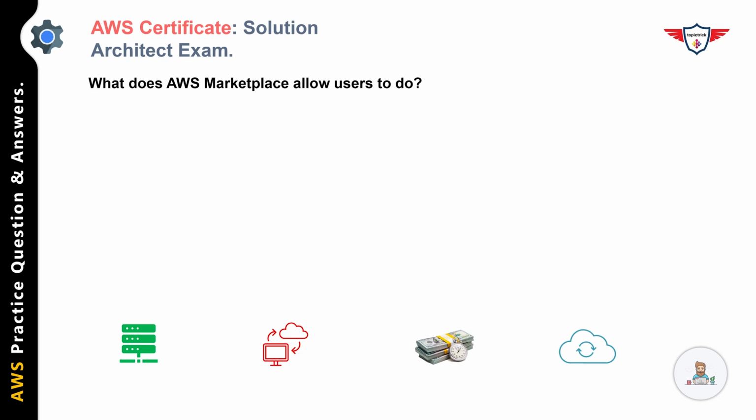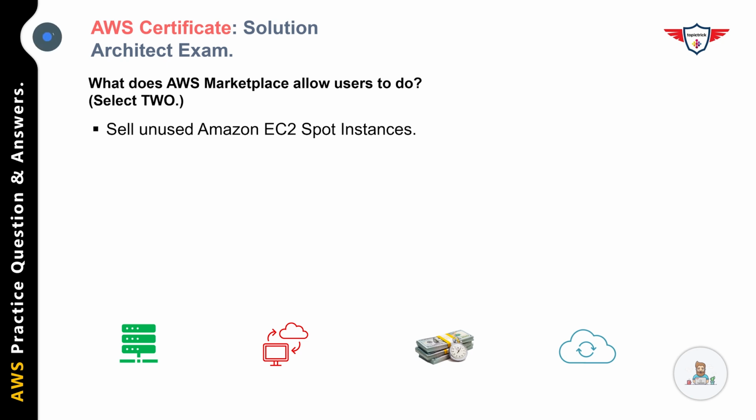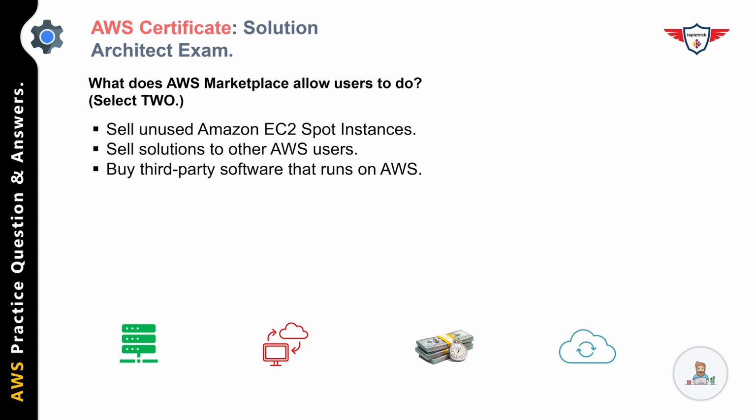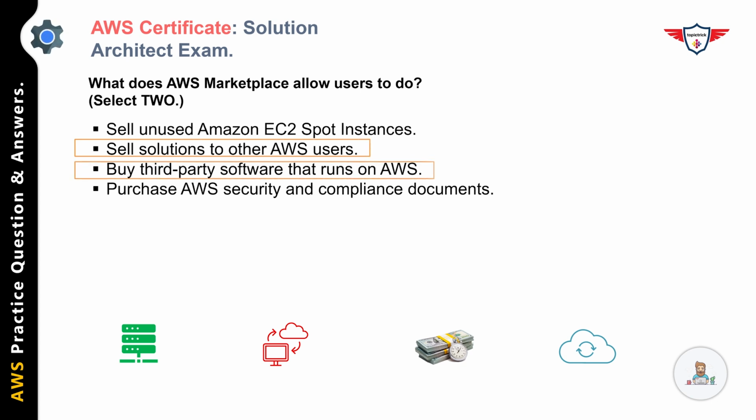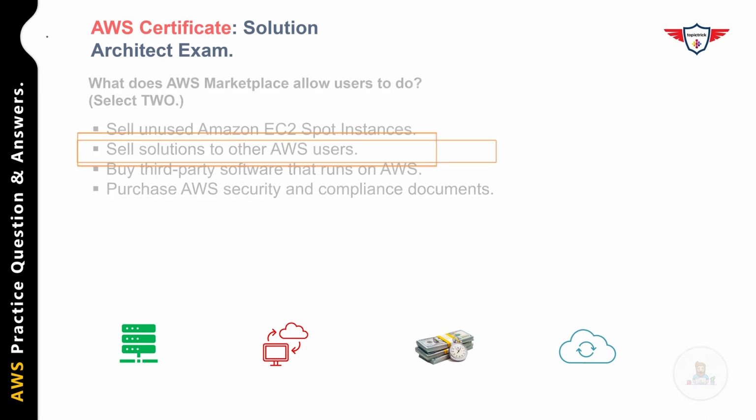What does AWS Marketplace allow users to do? And you have to select two correct answers. Your options are sell unused Amazon EC2 spot instances, sell solutions to other AWS users, buy third-party software that runs on AWS, purchase AWS security and compliance documents. And the correct answer is option B and C. That is, AWS Marketplace provides the sales channel to sell software and solutions to other AWS customers. You can use AWS Marketplace to deploy third-party software that runs in the AWS environment.